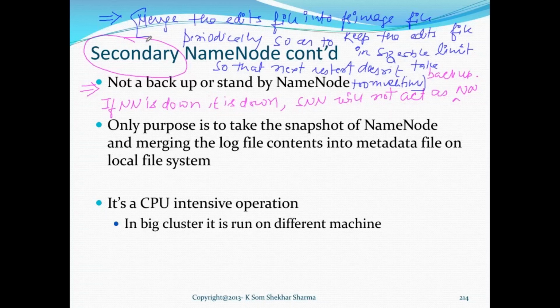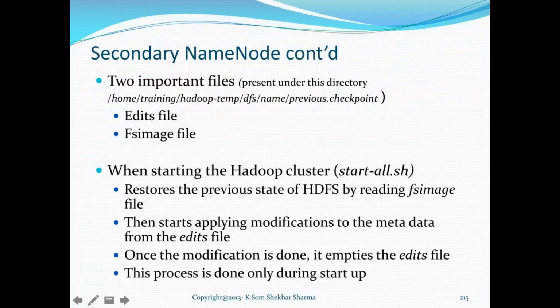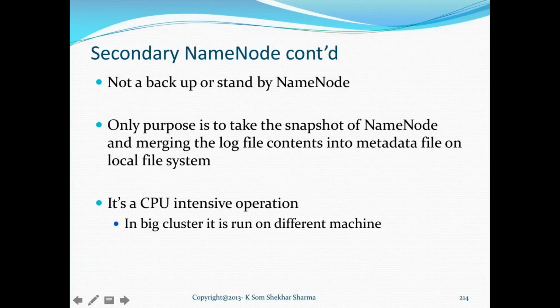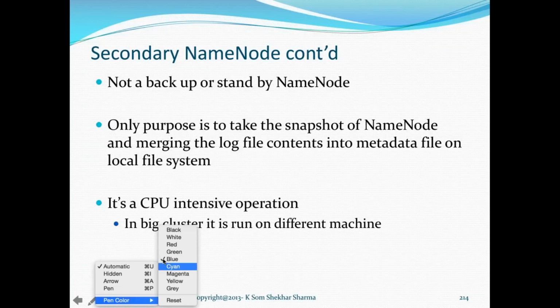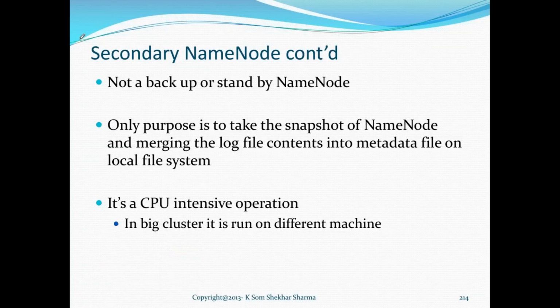So that is the only responsibility of the secondary name node: to merge the edits file into the fs image file, so as to keep the edits file size in a sizable limit, so that the next restart does not take too much time. If the secondary name node is not running for a longer amount of time, then the only problem would be that on the next restart, Hadoop will be in safe mode for a longer amount of time.